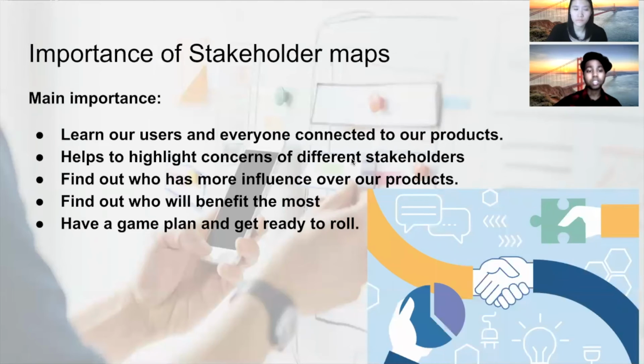So what is the importance of a stakeholders map? We can learn about our users and everyone connected to our products. It also helps to highlight the concerns of different stakeholders. We find out who has more influence over our product, find out who will benefit the most, and have a game plan and get ready to roll.